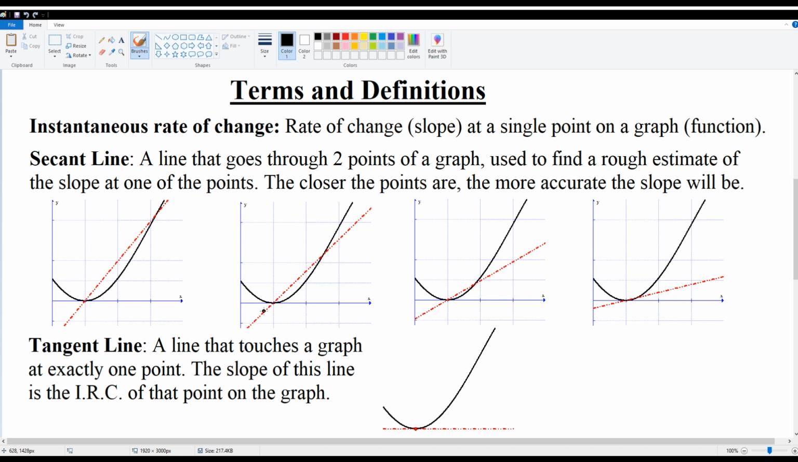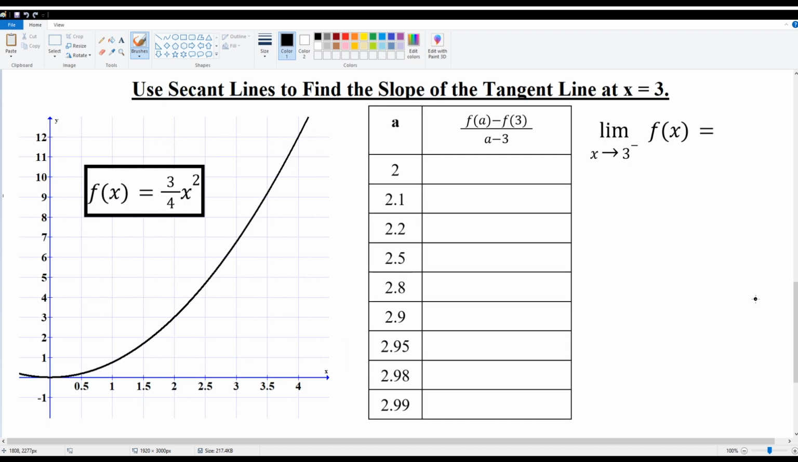But as I pick points that are closer to this, the line starts to bend down and gets much closer to modeling the correct curve at this single point. If you can get the secant line to touch the graph at a single point, it becomes a tangent line, and the slope of this line is accurate to the instantaneous rate of change of that point on the graph, meaning that our goal is to figure out the tangent line by getting really close with the slopes of our secant lines. So here's our challenge.